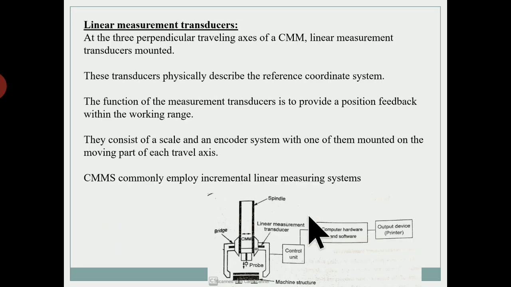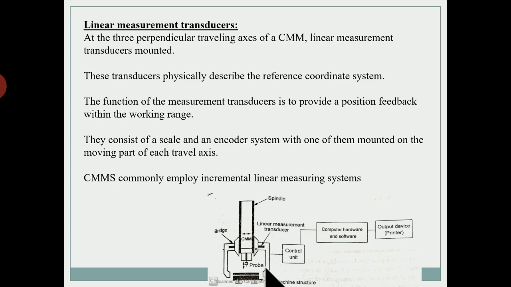The second component of a CMM is the linear measurement transducer. At the three perpendicular traveling axes of a CMM, linear measurement transducers are mounted. These transducers physically describe the reference coordinate system. The function of the measurement transducer is to provide a position feedback within the working range. They consist of a scale and encoder system, with one of them mounted on the moving part of each travel axis. This shows the linear measurement transducers.